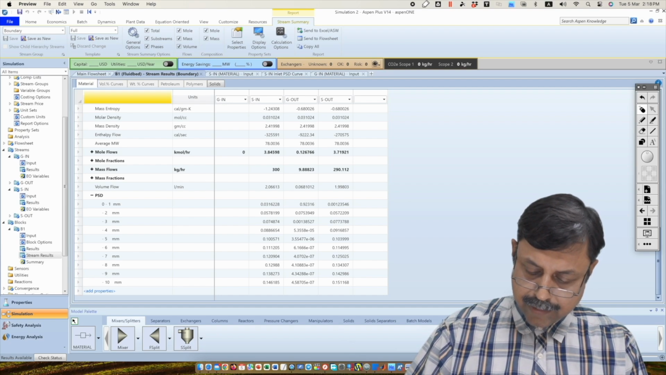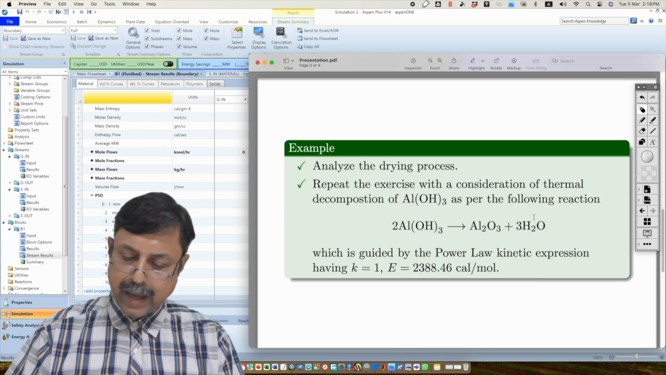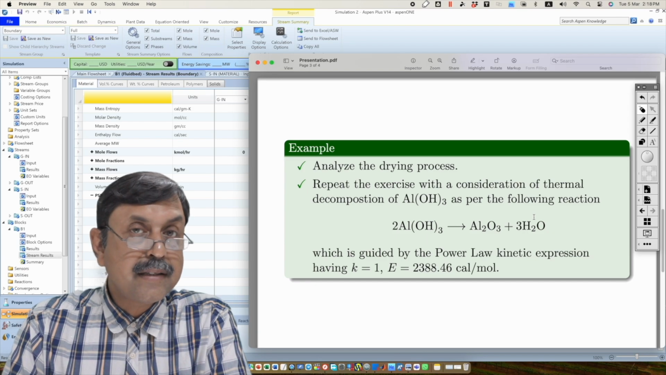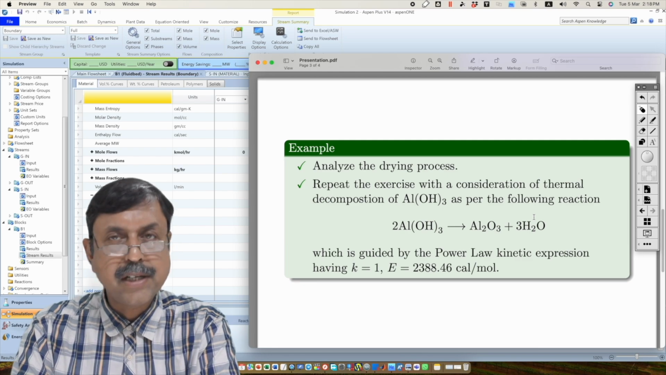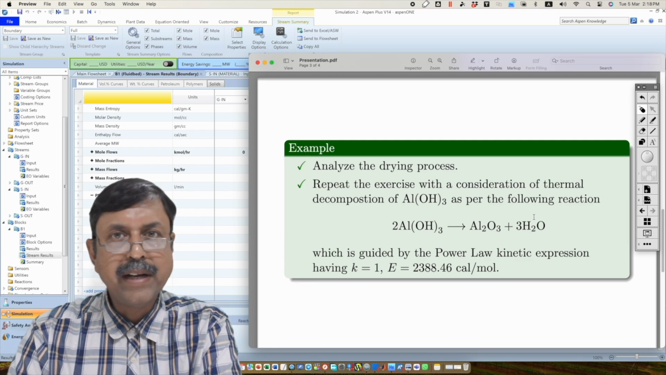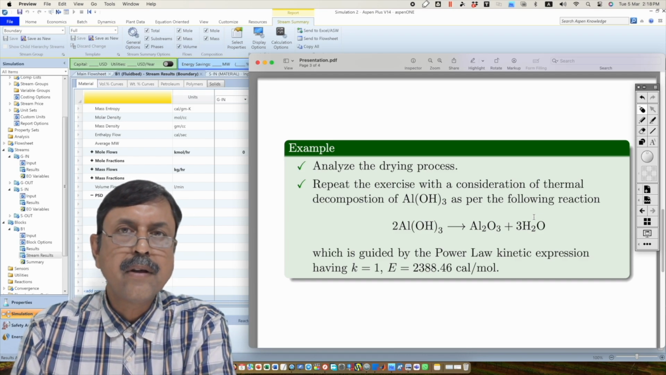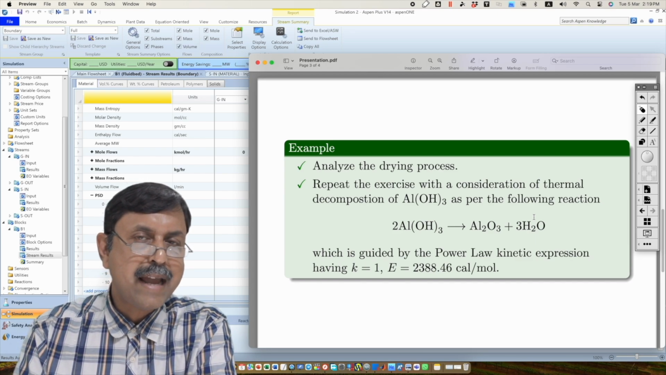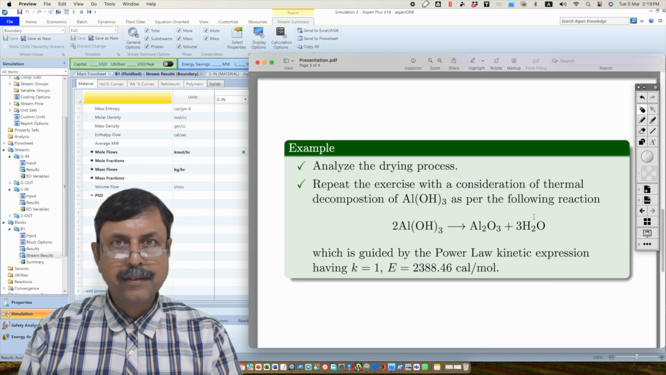Now we go to the second part of the problem. Second part means here we have a thermal decomposition. We have to consider thermal decomposition of aluminium hydroxide as per the following reaction. And this reaction mechanism has to be fed into the fluidized bed. So it will no longer be just a fluidized bed dryer. It will be a dryer because water will be dried, but at the same time it will be a reactor as well. So this reaction has to be entered. So for that, let us enter this reaction.